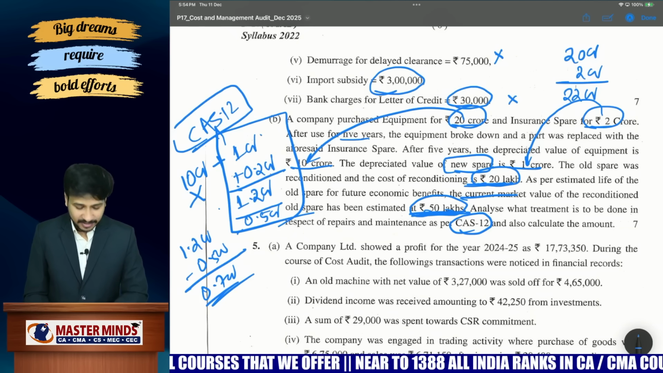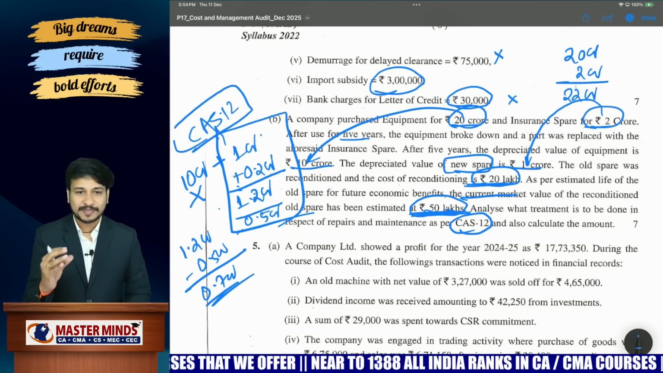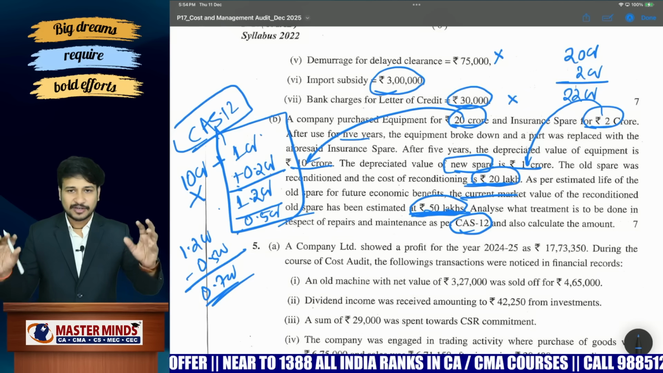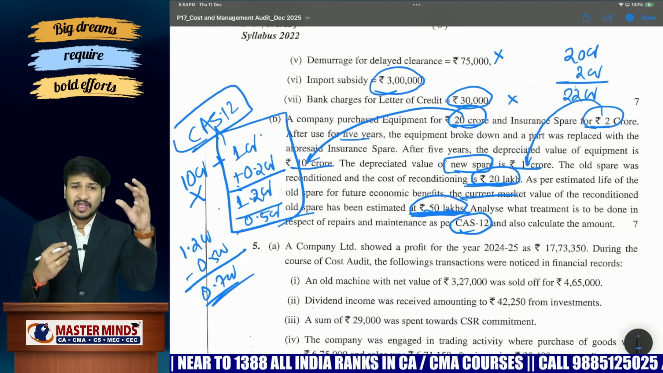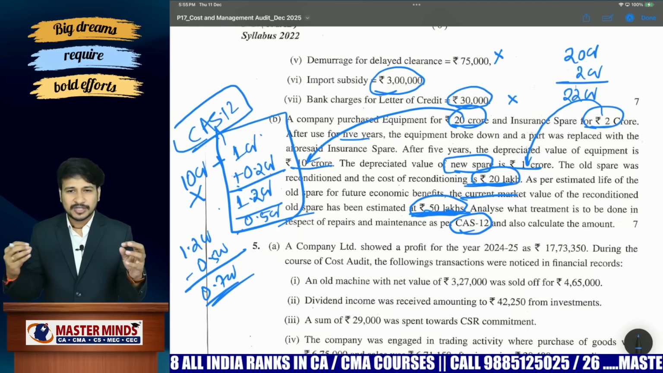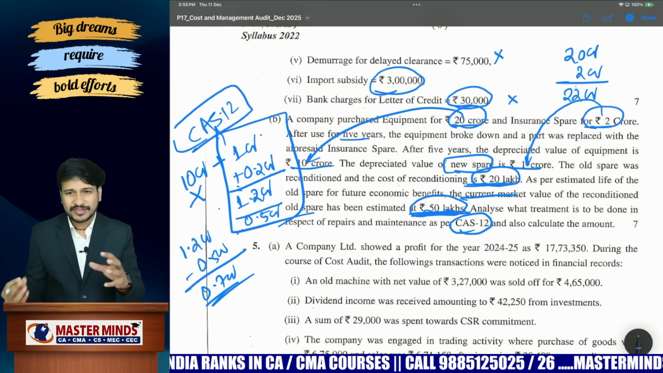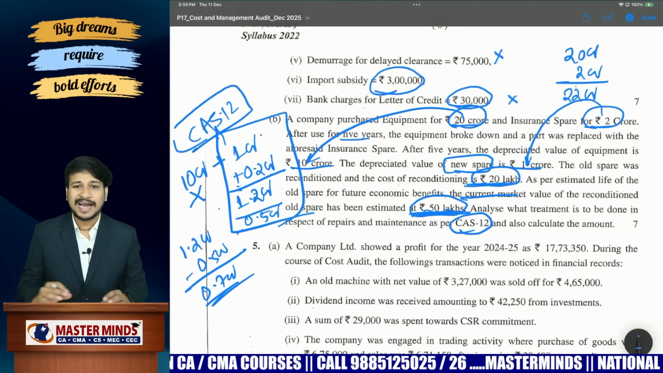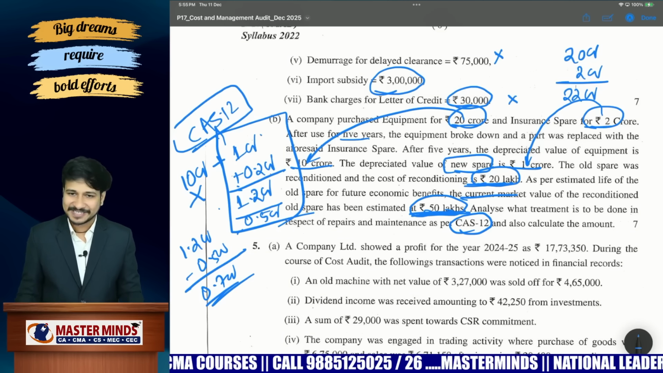I hope it's clear. We are speaking only about the spare part, 1 crore is the value of the spare left out, 20 lakhs is the reconditioning value. Just simply capitalize so that you are going to get 120 lakhs, frankly speaking. But the market value is only 50 lakhs. So 120 lakhs and 50 lakhs, the difference is like 70 lakhs, which has to be transferred as repairs and maintenance as per CAS number 12.